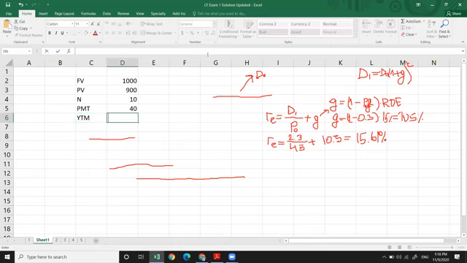And one more thing: make this present value negative, which Excel requires for the computation. So the rate, number of periods is 10, payment is 40, present value is 900, and face value is this. You close the bracket.